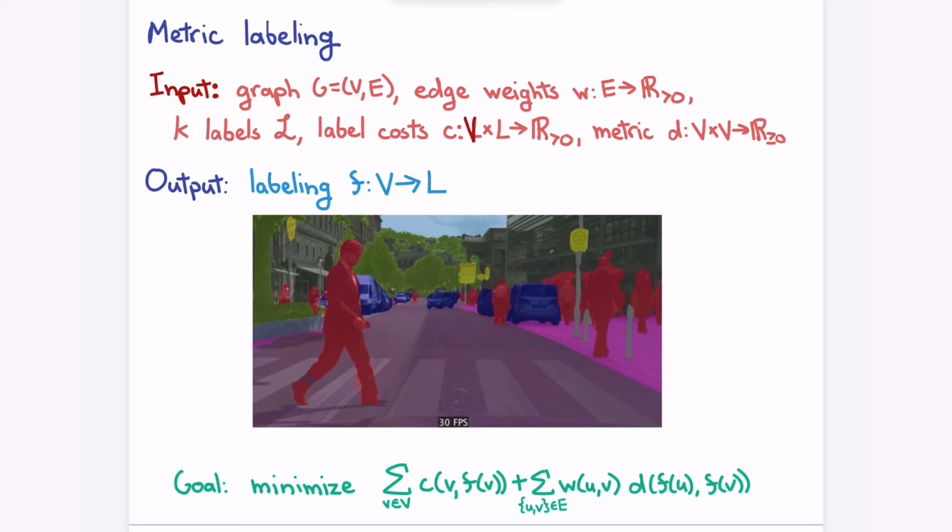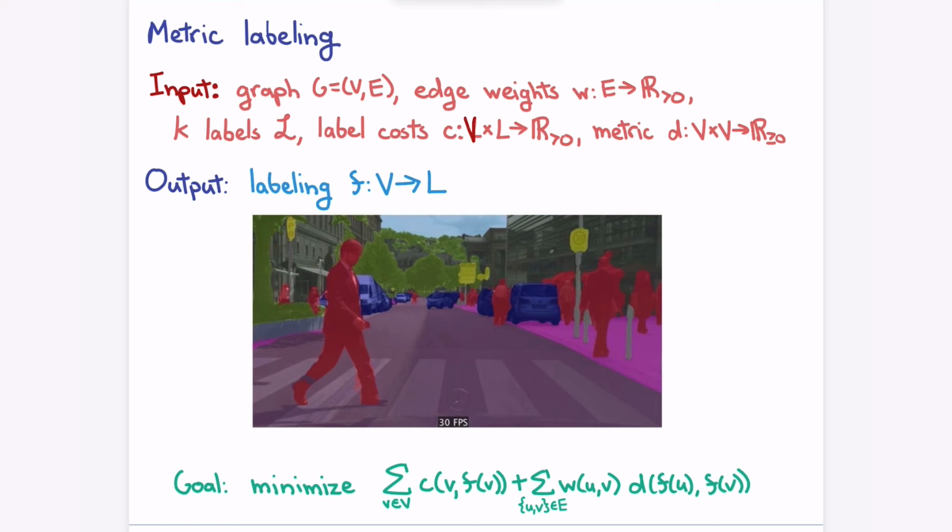So f of v assigns to each vertex one of these labels. You pay a cost for the assignment, and then you sum over all the edges the weight of the edge times the distance of the labels. I would imagine there are at least edges between every pair of neighboring pixels. That seems like a natural one, but the model is general. In this example they probably use neighboring ones or local neighborhoods. In the general version, you just have edges.